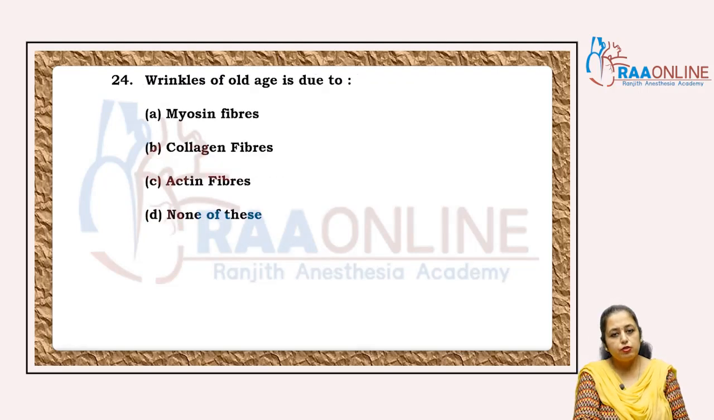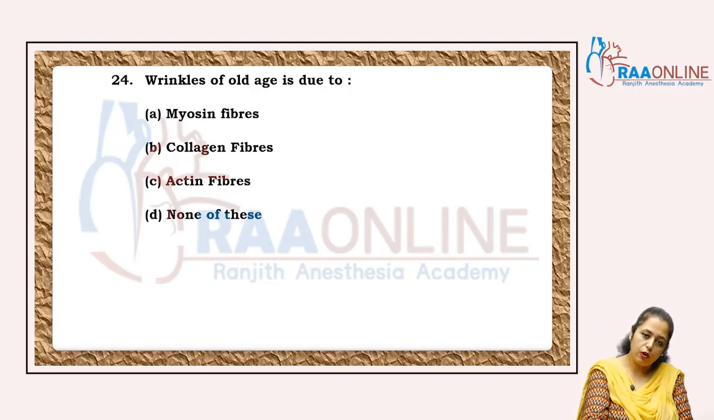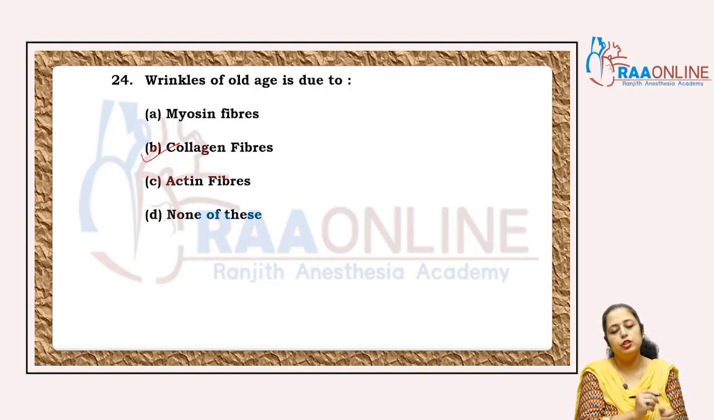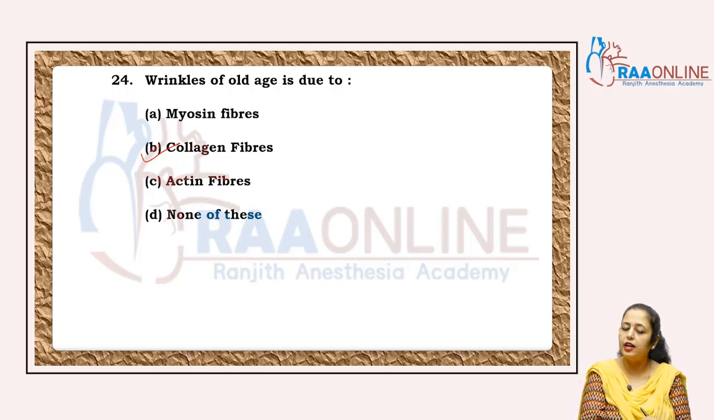Come to the next. Wrinkles of old age are due to the collagen fibers. We already discussed it before. If the number of collagen fibers decreases, then the wrinkles will increase. So the answer is collagen fiber. Myosin and actin are both present in the muscles, and both are not related with wrinkles. They are related with the contraction and relaxation of the muscles, that is, they participate in the sliding filament theory.